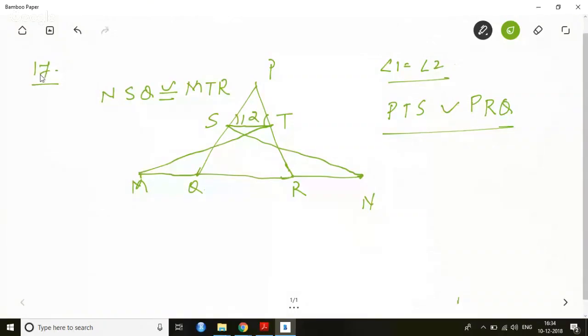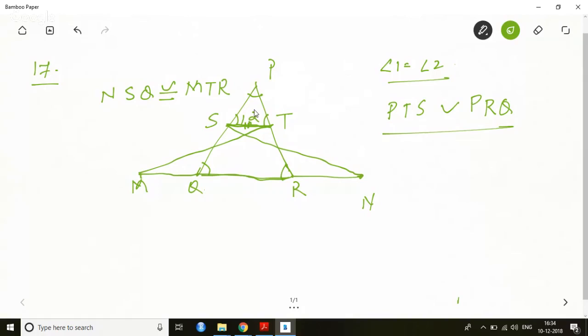So how do I prove it? To prove that they are similar, I have to prove that this line is parallel to this line. If I'm able to prove that this angle is 1 and this angle is 2, because P is a common angle, I'll be able to prove that the two are similar. So to prove that these angles are equal, I have to prove that these two lines are parallel to each other. Now how do I do it?